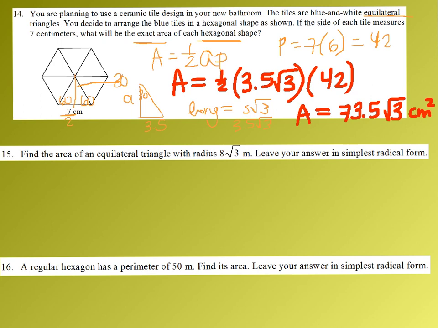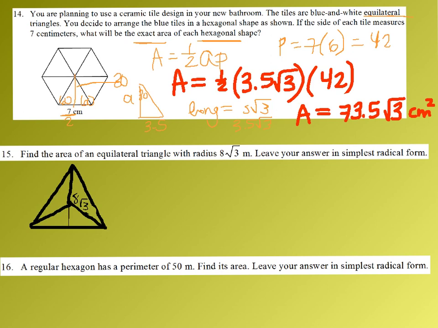All right, number 15. Number 15 says find the area of an equilateral triangle with radius of 8 square roots of 3. So draw out this equilateral triangle. It says with radius, so here's my center, drawing my radius in here. I have 8 square roots of 3.